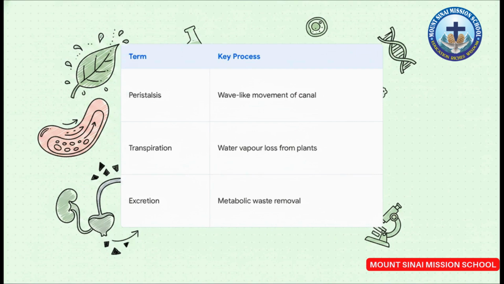Peristalsis is that wave-like muscular movement pushing food through your digestive tract. Transpiration is the loss of water vapor from plant leaves. Excretion is the biological process of removing metabolic wastes. They are precise, accurate, and guarantee you full marks.